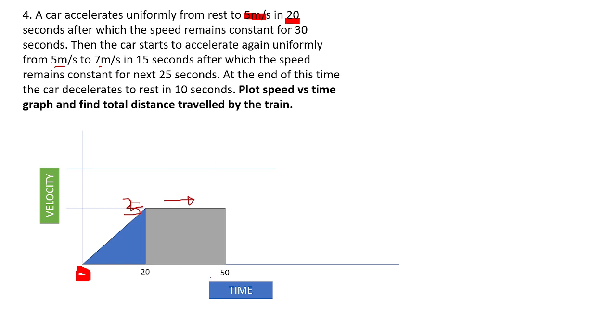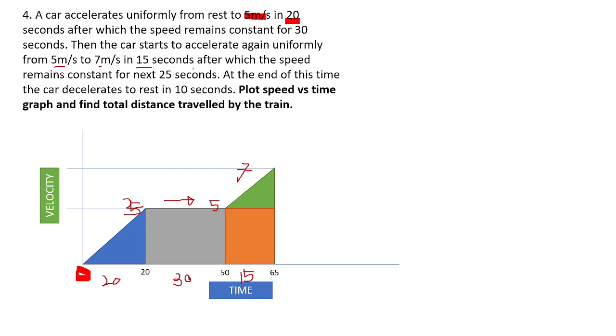So here the total time that you travel constantly is 30 seconds. The time here is 20. And then it increases from 5, here is 5, and then here is 7. Then that is around 15 seconds. So the total time that the speed increases is 15 seconds, so that is a total time of 65.